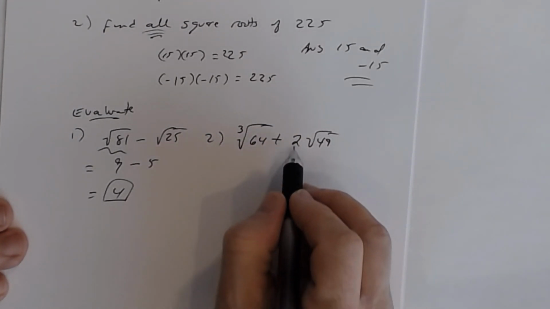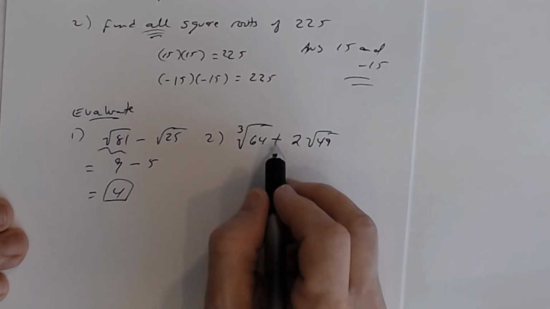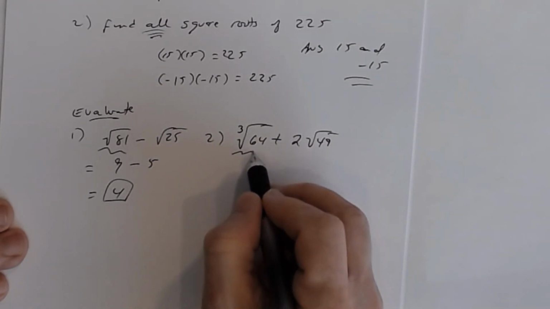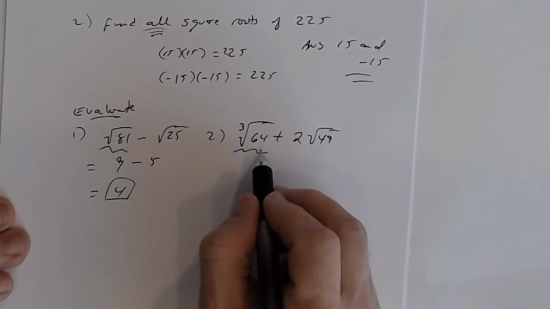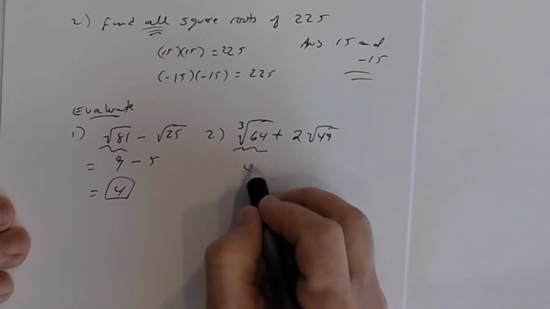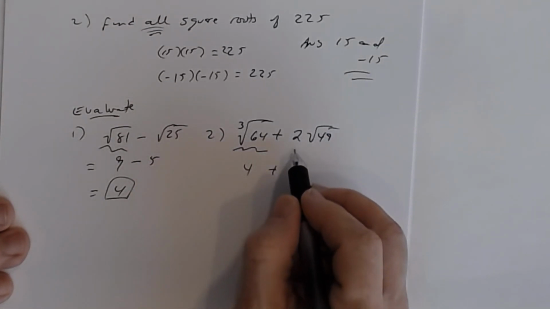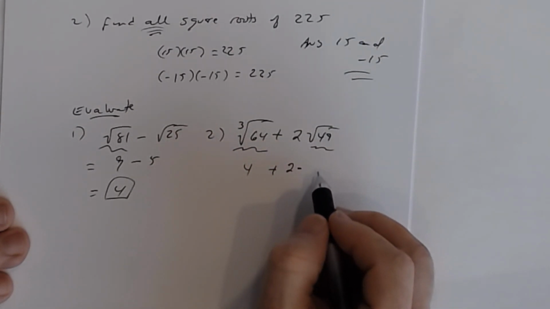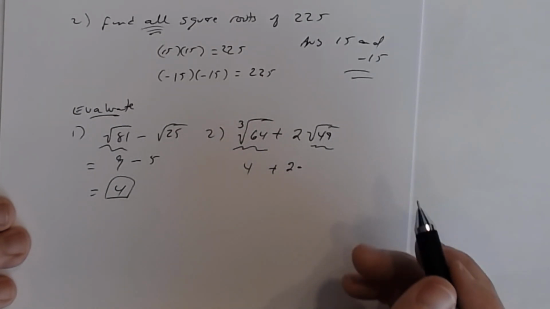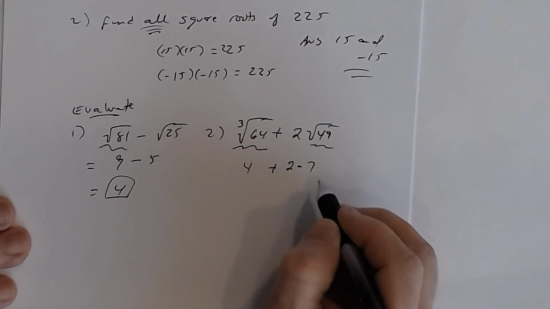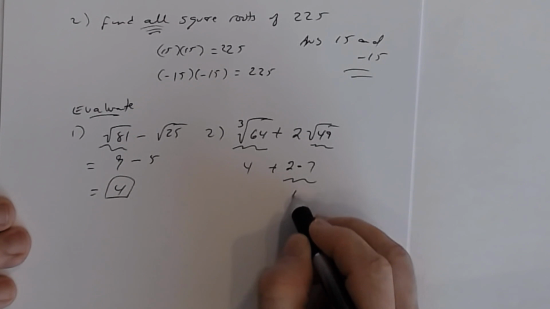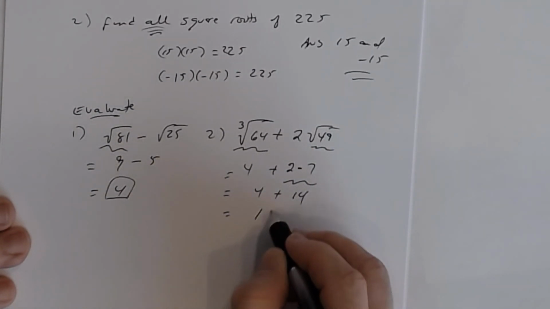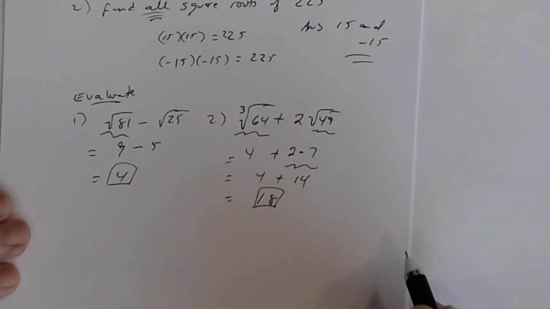So you have the cube root of 64 plus 2 times the square root of 49. Well, the cube root of 64, what number times itself 3 times is 64? Well, that's just 4. Plus 2 times the square root of 49. What number times itself is 49? 49 is a perfect square, so that's 7. But 2 times 7 is 14, and 14 plus 4 is equal to 18. So the answer is 18.